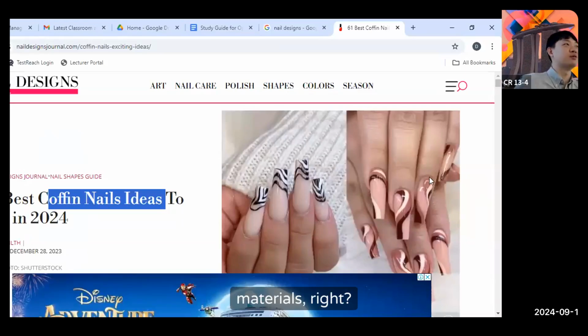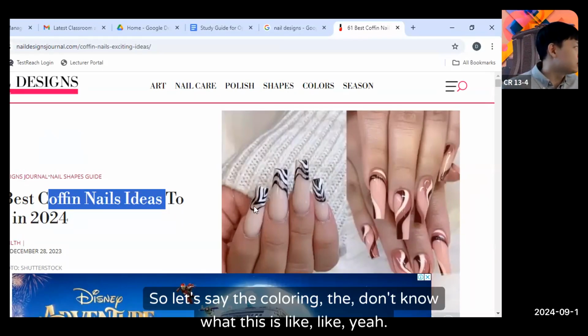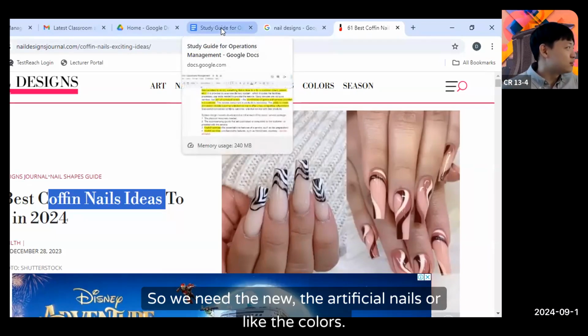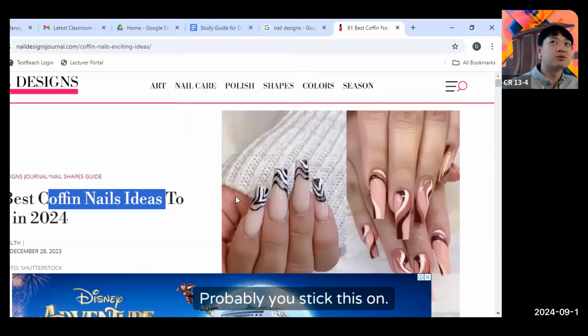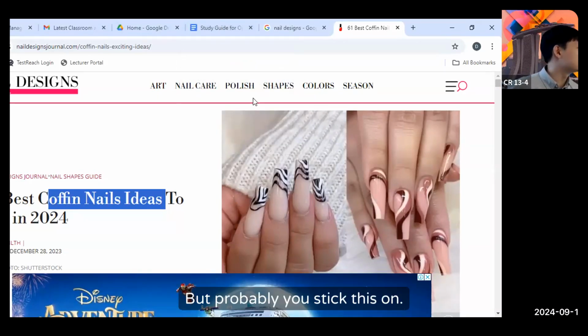What else? Materials, right? So let's say the coloring. We need the artificial nails or the colors. Probably this is not a real nail, right? Probably you stick this on.